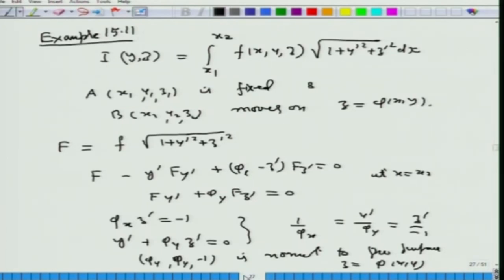And the condition here is the following, that F minus y prime F_y prime plus (phi_x minus z prime) F_z prime equal to 0 and F_y prime plus phi_y F_z prime equal to 0 at the other end x equal to x2. And so, these conditions imply that phi_x z prime equal to minus 1 and y prime plus phi_y z prime equal to 0. Solving these for z prime, we get z prime by minus 1 equal to 1 over phi_x, and solving it again, we get z prime over minus 1 equal to y prime over phi_y. So, this is what we get, that 1 over phi_x equal to y prime over phi_y equal to z prime over minus 1.